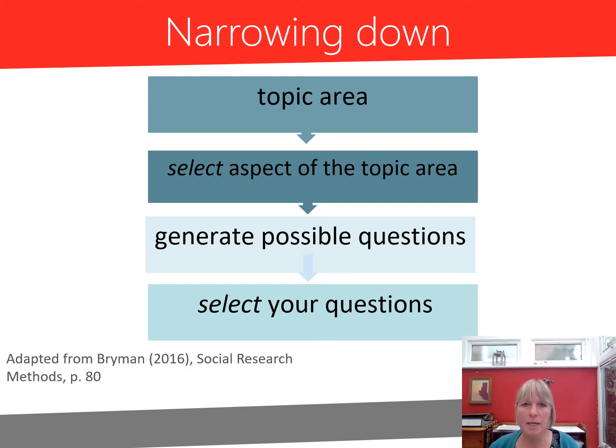So what you want to start with is a topic area that you're interested in. And usually this topic will have come out of your reading. Something will have come out that you think is interesting and worth further research. And then through further reading, you'll choose an aspect of the topic area that you're particularly interested in. And then you want to generate as many possible questions as you can about that topic area that you want to know. And then from that list of possible questions, you're going to choose your research question or research questions.